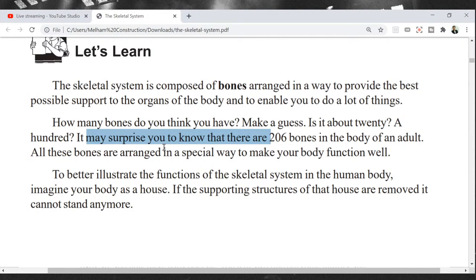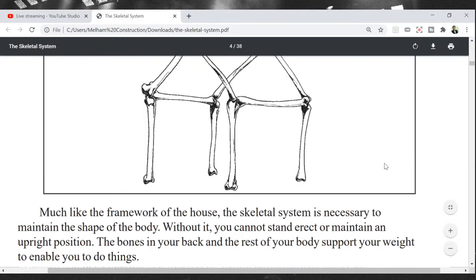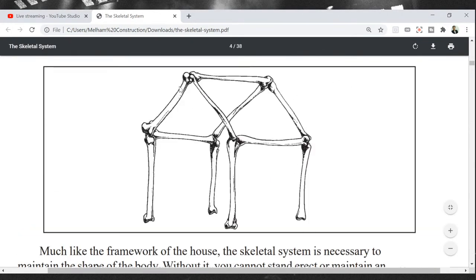To better illustrate the function of the skeletal system in the human body, imagine your body as a house. If the supporting structures of the house are removed, it cannot stand anymore. Diba merong bahay, may mga poste yun na nagsusuporta. Tanggalin mo yung poste, babagsak yun. Parang ganun din sa skeletal system. Magkakadugtong sila para siyang bahay. Pag na-remove mo ito, babagsak na.